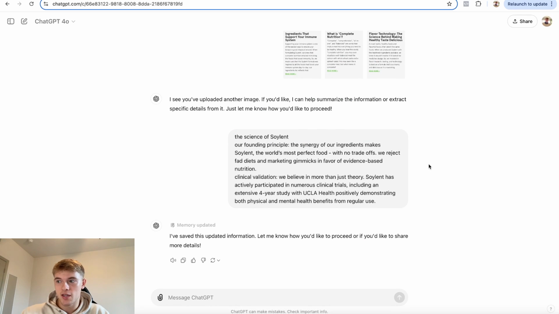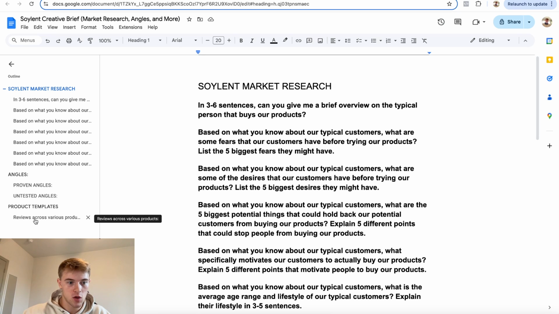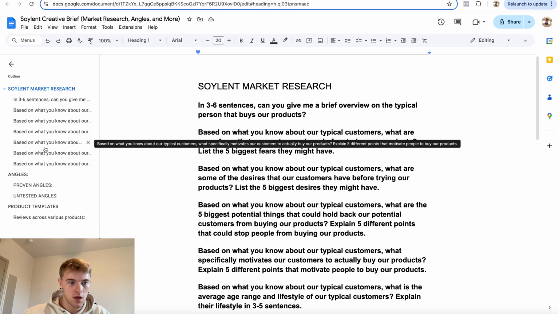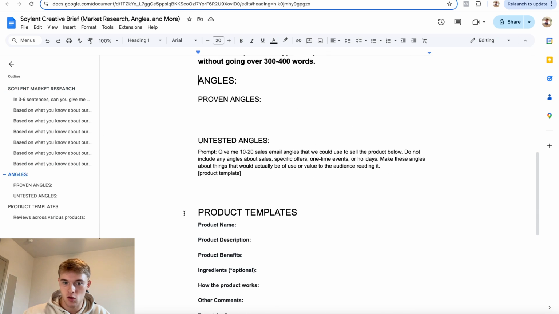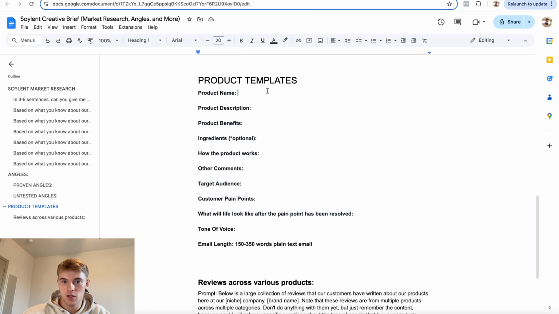I would go a lot deeper if this was the actual brand that we were writing for, but for the sake of the video, we're going to stop here. Now, the next step is that you want to go into the document, and you can go past the market research, you can go past the angles. Product templates, these are a separate thing. If you're doing specific AI emails for specific products, you can fill out these product templates, and those are very helpful for other scenarios.